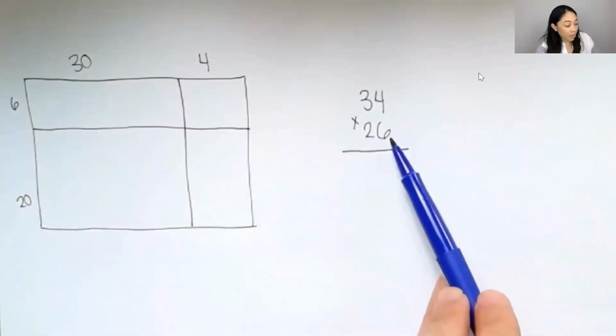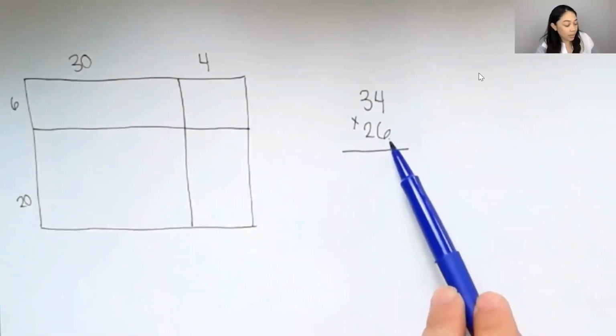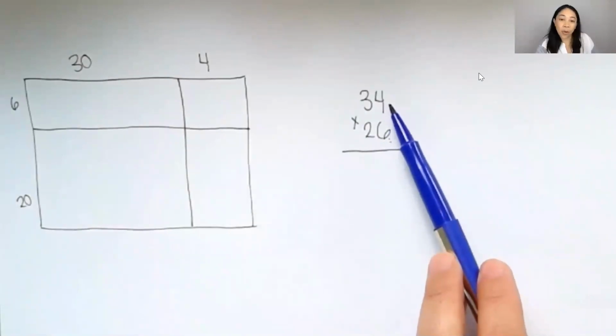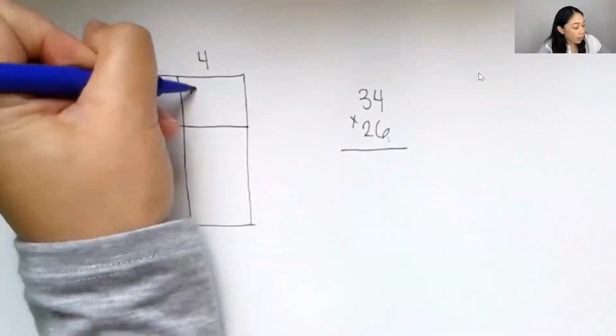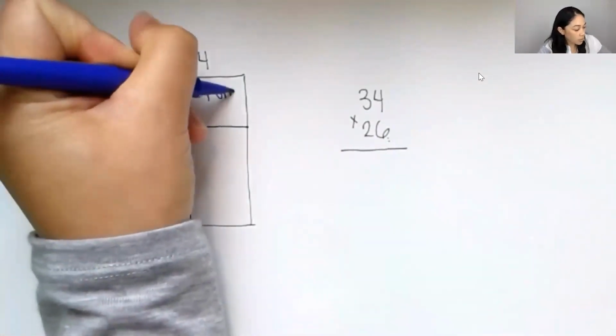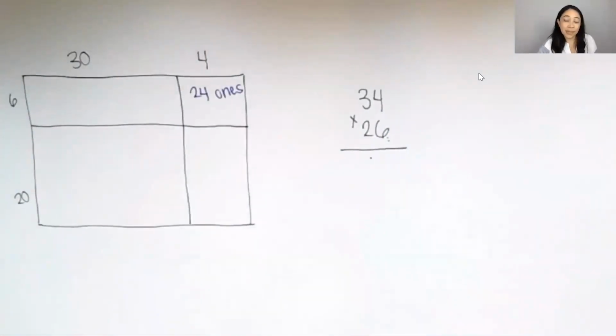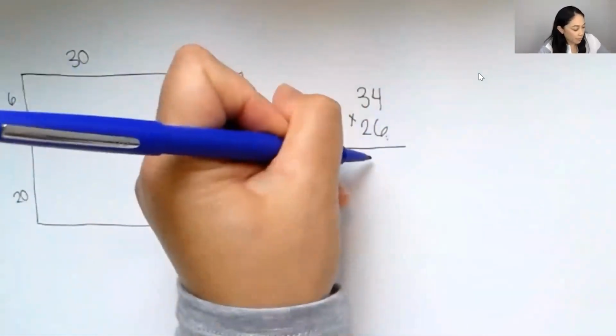We can see it in the algorithm here. 6 ones times 4 ones. What is 6 ones times 4 ones? 6 ones times 4 ones equals 24 ones. Let's record 24 beneath the expression.